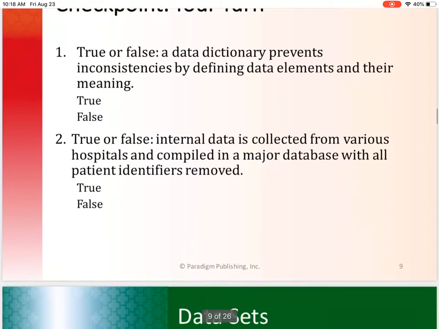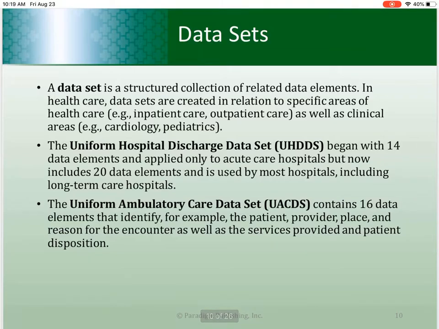All right, moving on to our data sets. This should also be familiar to you because we've talked about this as well. So a data set is a structured collection of related data elements. These data elements have standard definitions to provide consistent data for all users. And we have different data sets that are used across the different healthcare settings. So we have inpatient, which is our UHDDS. We have outpatient, which is our UACDS. And then we have long-term care with our MDS and our home health, which is going to be OASIS.